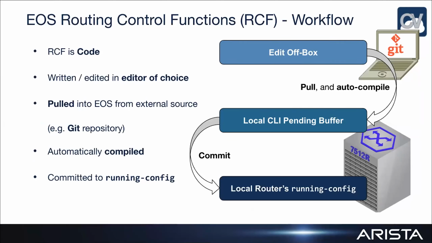So for example, you might want to have it in some sort of version control, such as Git, and then the local EOS devices can retrieve that configuration, automatically compile that config into their CLI pending buffer, and then, assuming you choose to, commit that to the running config, at which point that code becomes part of the running config. Now in this diagram here, you can see it as being quite linear, but you could also imagine that this running config could go back into your version control, completing the loop there.